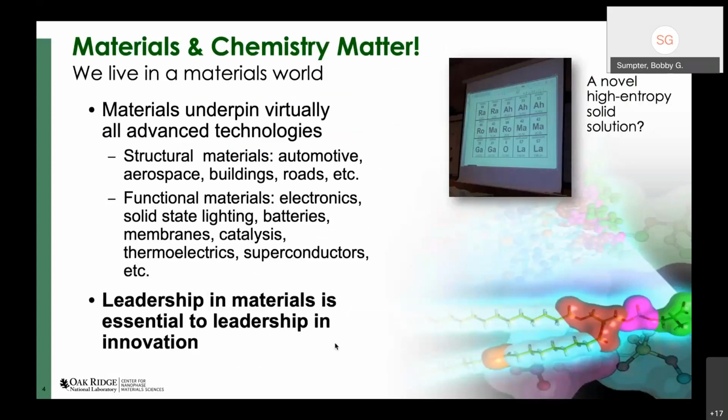So chemistry and materials, we think they matter a lot. Materials and chemistry underpin all of our technologies, including all the materials that we use in our smart devices, our cell phones, our computers, our cars. Everything is based upon aspects of the materials, including the production of new materials, such as is brought about by catalysis, and also exceptional properties that we get from superconductors.